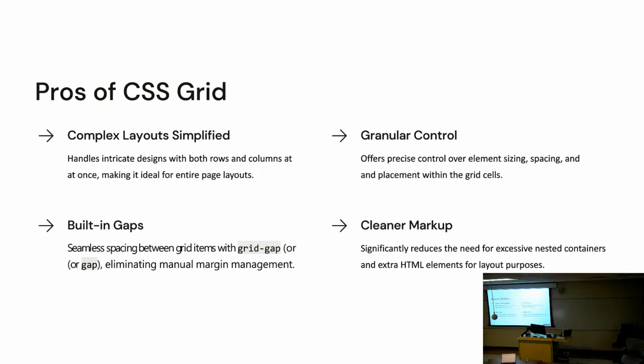Built-in gaps as well. We'll go over what those mean, but pretend you have a grid of 4 boxes. We can adjust the spacing by doing, I think it's grid gap. Yeah, grid gap. And let's say we want 10 pixels between each content. We can do that. Cleaner code, again, and cleaner markup for your HTML. Same with Flexbox. And again, it offers precise control over element sizing, spacing, and placement.